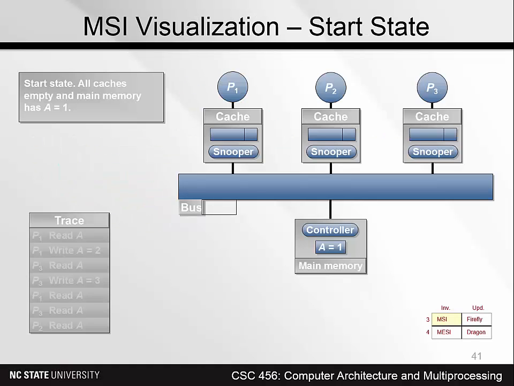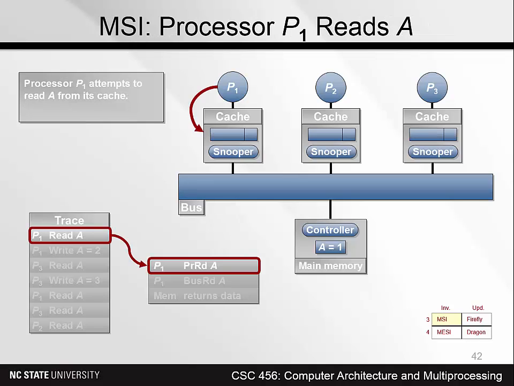It starts with all caches empty and the value of A in memory being 1. In this animation, we will only be interested in one variable, even though a cache line is much larger than needed to hold one integer value. Note that the processors and caches are shown above the bus and memory is shown below. Each cache has a snooper, which examines all bus transactions. At the lower left is our instruction sequence, or trace. It consists of 7 instructions. We will show what happens to memory and caches when these instructions are executed.